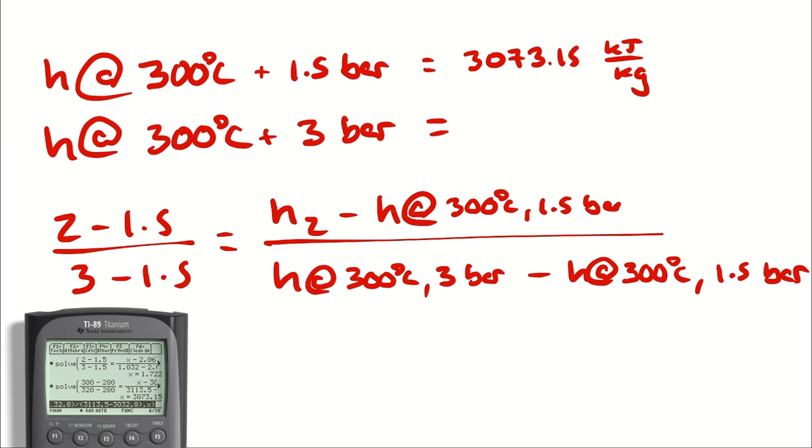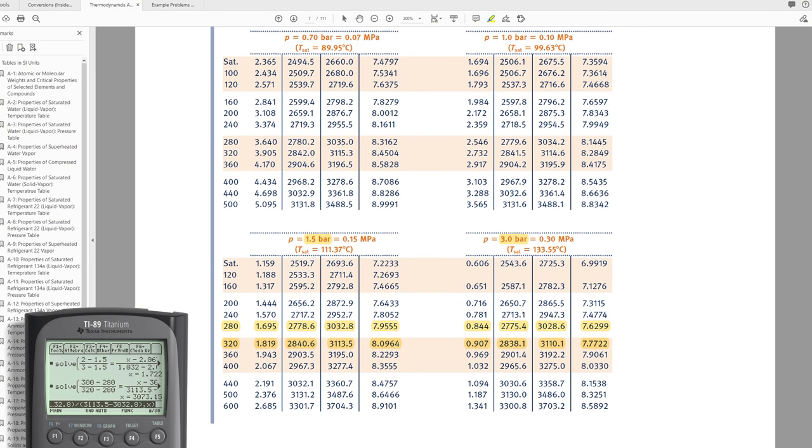Then our interpolation for 3 bar will be the same proportion on the left, but on the right, that will be 3028.6 divided by 3110.1 minus 3028.6. We are solving for X. 3028.6. Nope. Okay, try that again.